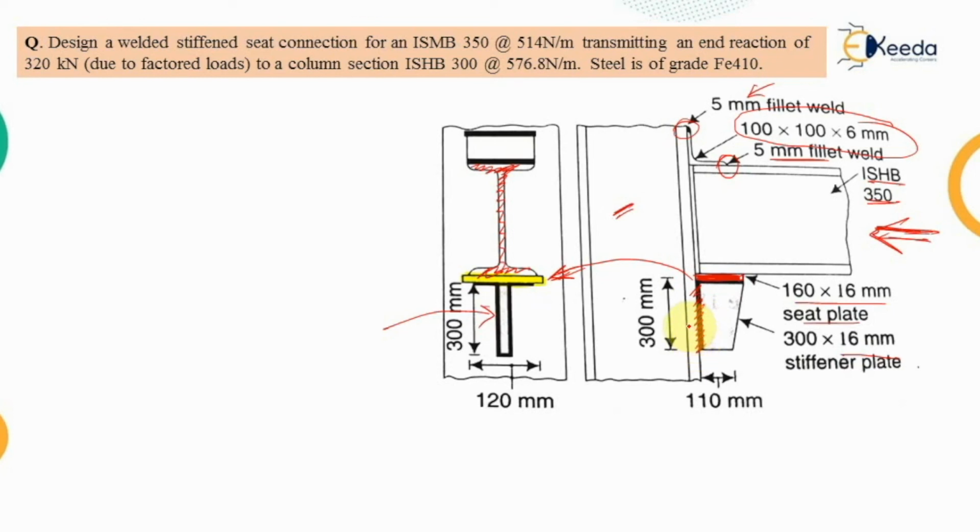So that completes the design of the welded stiffened seated connection. Now in the next problem we will be looking at the welded type bracket connection. So thank you.